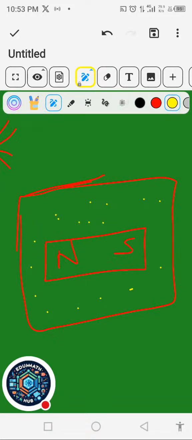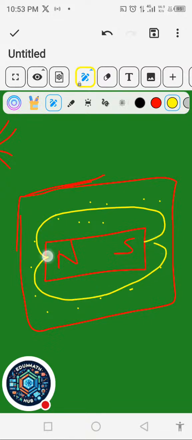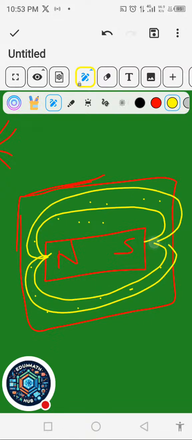You notice that all the iron filings will crowd here. They will have this shape. They will form this shape around the magnet, something like this. That is how the field is on the magnet. That is how they got the direction.